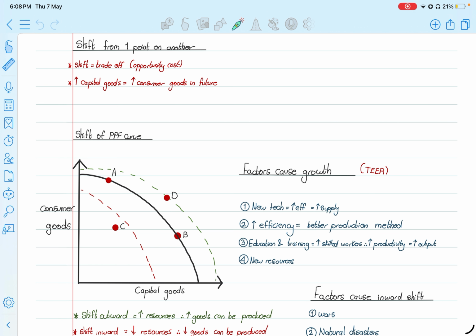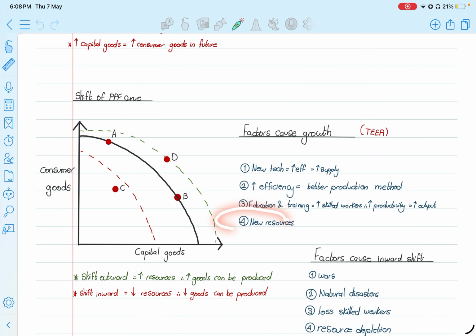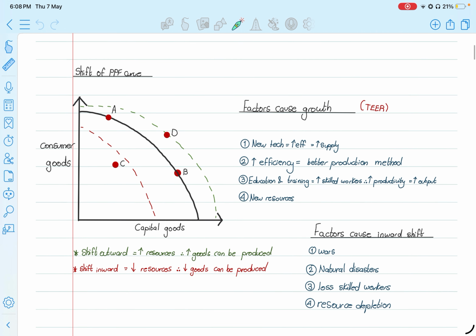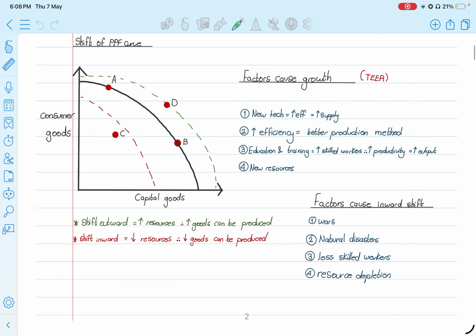If they're educated and qualified, then they can produce more units of output in less time, so their productivity increases. When productivity increases, output increases, so profit increases as well. And obviously finding new resources, buying new resources, grows the PPF.